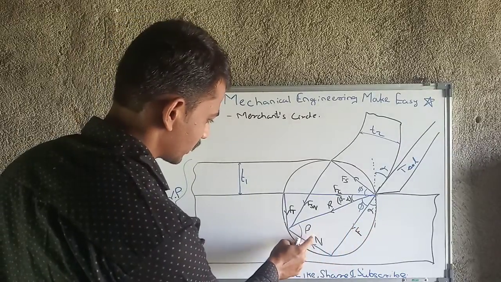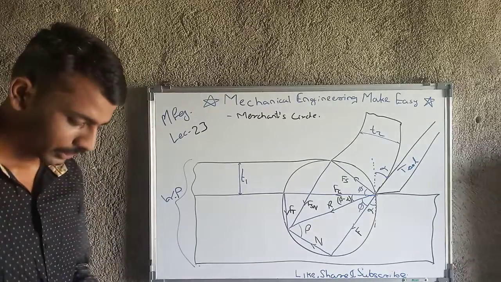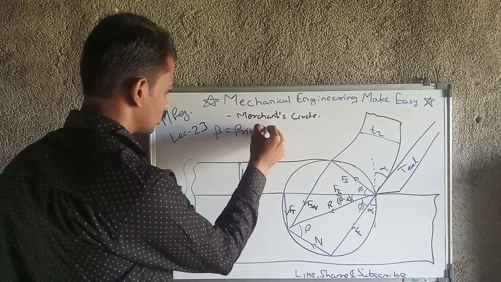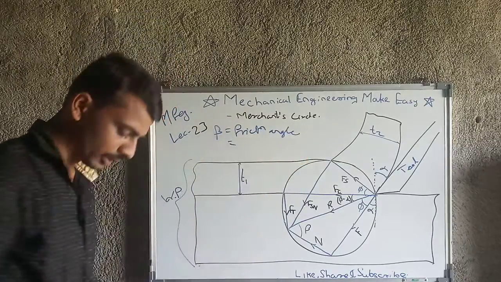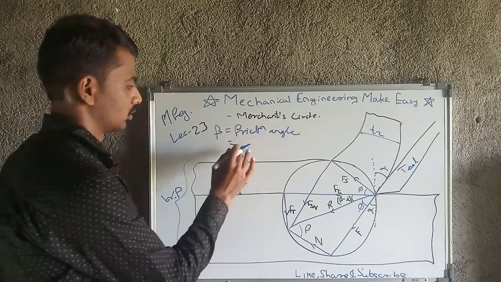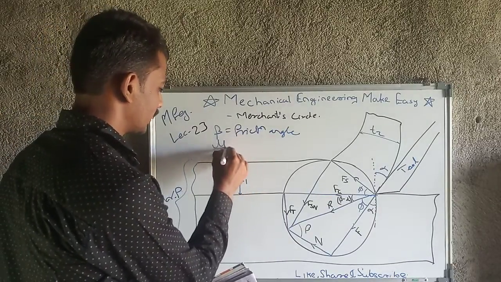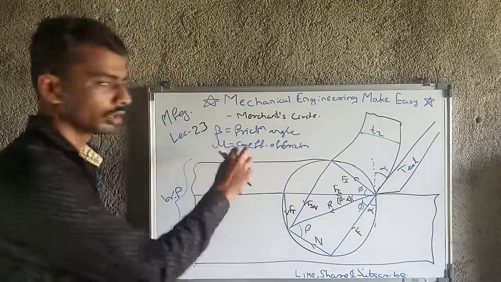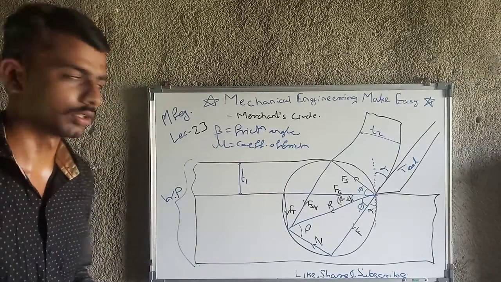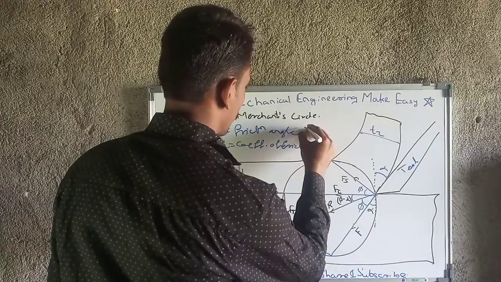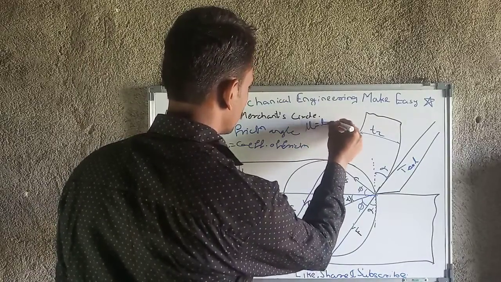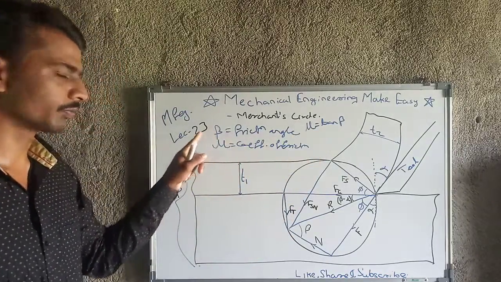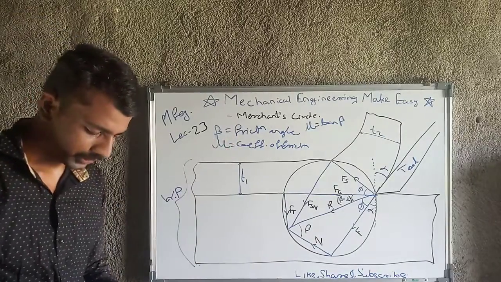Alpha, as I told you, is the rake angle. Then there is one more parameter, beta, which is the friction angle. And there is another term, mu, the coefficient of friction. Mu is the coefficient of friction, and beta is the friction angle. So ultimately the formula becomes mu equal to tan beta. From that we will get the value of beta.